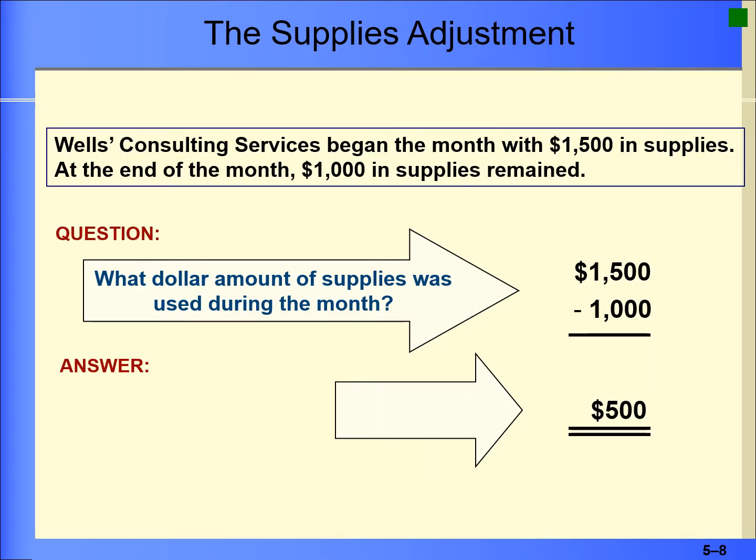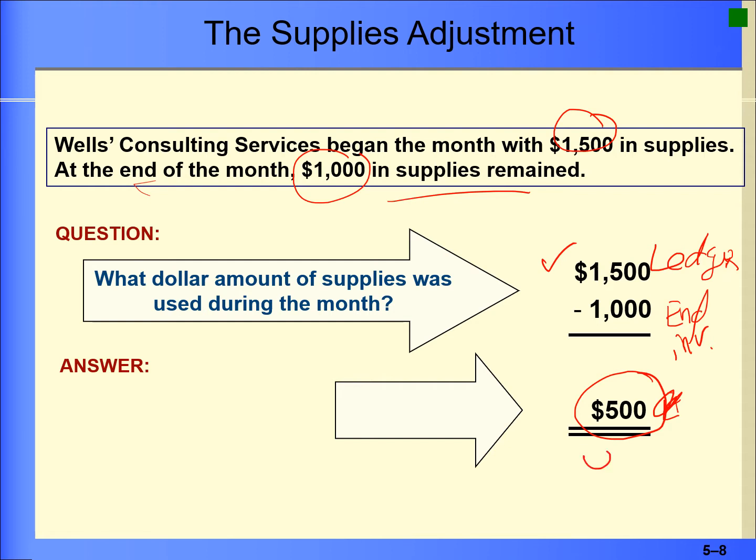So this first example is with supplies. It tells you that you started the month with $1,500 in supplies, and at the end of the month you had $1,000 of supplies remaining, which means that you must have used $500 worth of supplies. So notice you start with $1,500. That's what is going to show up in your ledger. But the $1,000 is the ending balance of supplies at the end of the period. So you have to somehow show in your financial statements that you've actually used $500 worth of supplies.